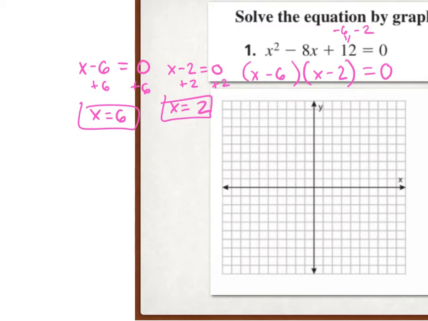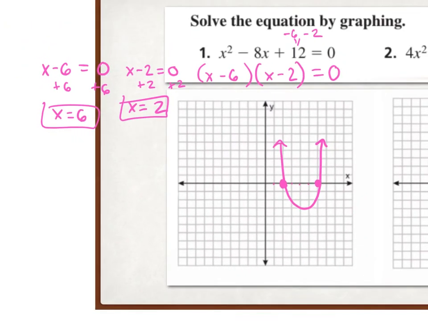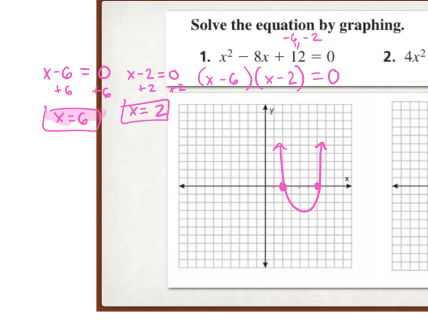To graph it, these are our x-intercepts. So our graph crosses the line at 6, so this point here, and 2. So our graph is going to look like this. We could be more exact and name our vertex if we wanted to, but we don't need to here. All it's asking us to do is solve. So these are 2 solutions. You don't need the vertex.